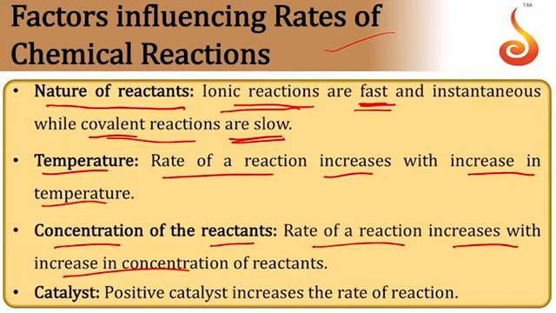In the case of zero order reaction, rate is completely independent of the concentration. In all other reactions, rate depends upon the concentration. When concentrations are increased, rate is going to be increasing. Then coming towards effect of catalyst, a positive catalyst always increases the rate of reaction, whereas a negative catalyst will be decreasing the rate of reaction. So the factors affecting the rate of reaction are nature of reactants, temperature, concentration of reacting substances, and catalyst.